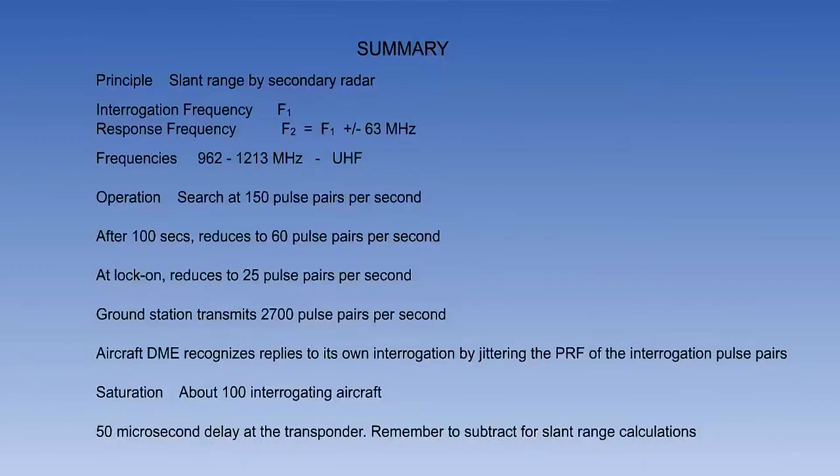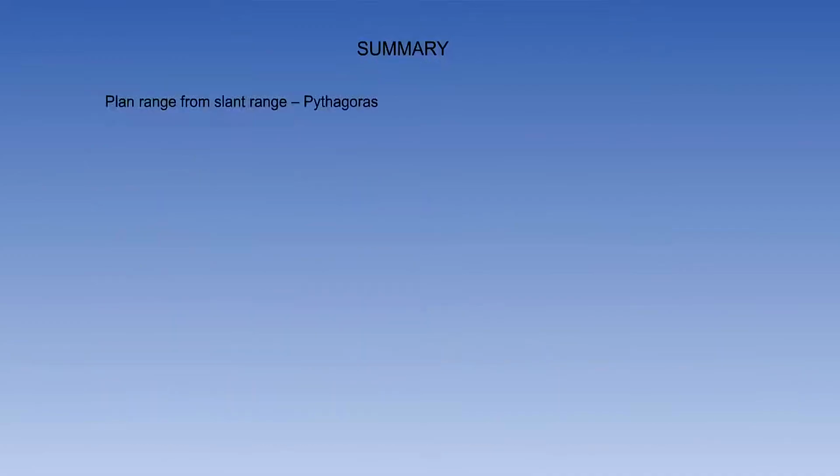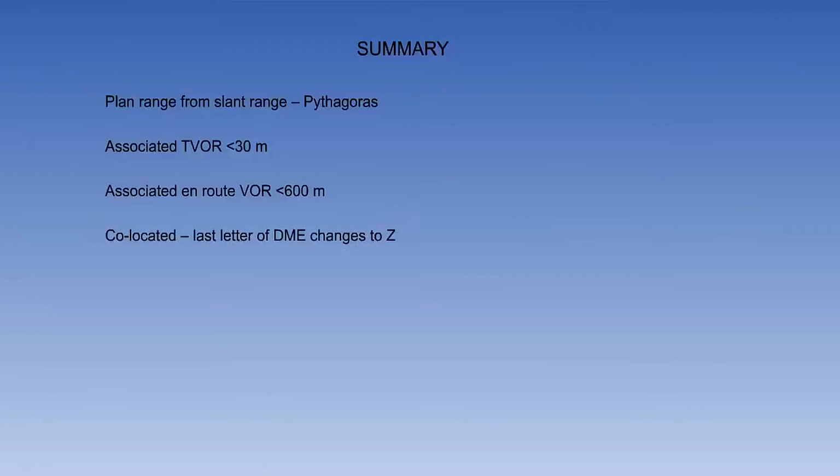Remember to subtract it if you are required to do any slant range calculations. If you have to calculate planned range from slant range, use Pythagoras' theorem. Associated VORs and DMEs must be within 30 meters for a terminal VOR and within 600 meters for an en route VOR. Collocated VOR DMEs have the last letter of the DME identifier changed to Z.